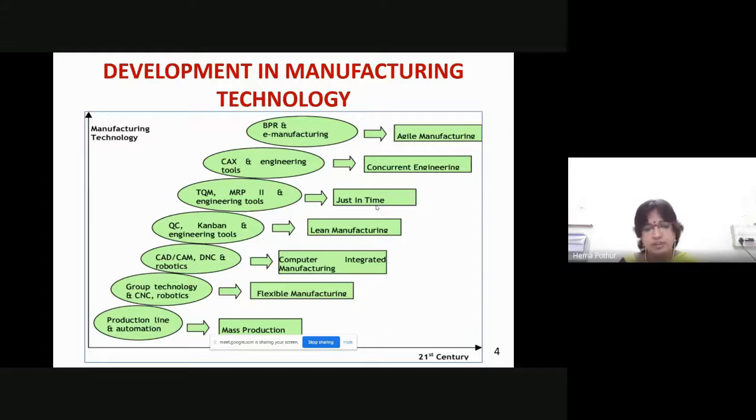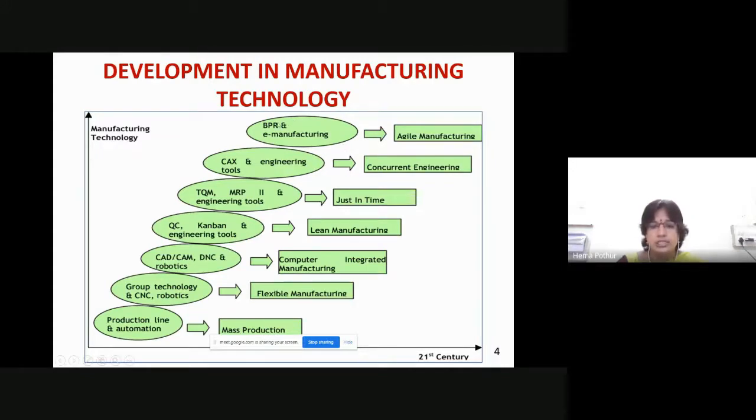Slowly the industries have shifted to the technique called either just-in-time or lean manufacturing. And further, after lean, we have entered into CAD/CAM and engineering tools, where the concept of concurrent engineering has come into the picture. Concurrent engineering is nothing but continuously restructuring what is required for the present day industry, and you should be continuously revising your own layouts, your own product, your own design structure, so that it will be ready to meet the market demand.